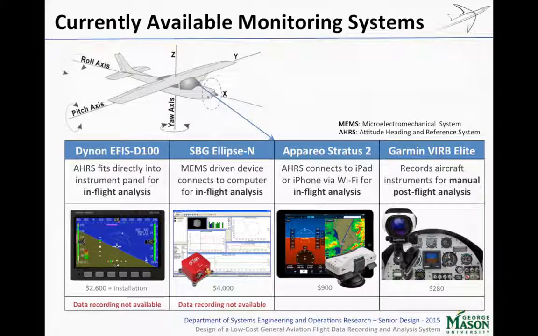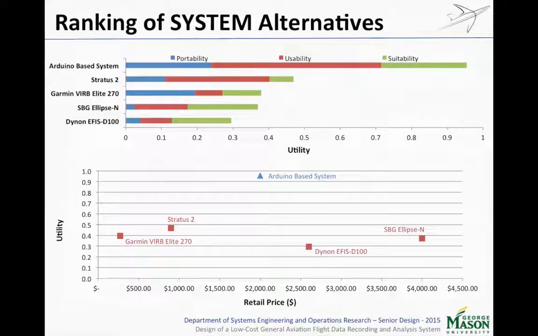And the last one we have here is the Garmin Virb Elite, which is basically a video camera similar to a GoPro. It can be mounted to view the aircraft instruments during flight, and after the flight, those measurements can be compiled by the pilot manually to determine the aircraft parameters. The cool thing about the Garmin Virb Elite is that it also incorporates an accelerometer and a GPS sensor for time-stamped readings during playback. So we took all of these different currently available monitoring systems, and we decided to check their utility versus the Arduino-based system.